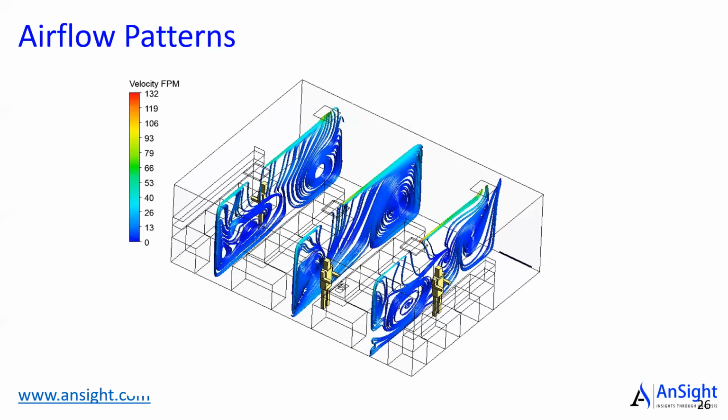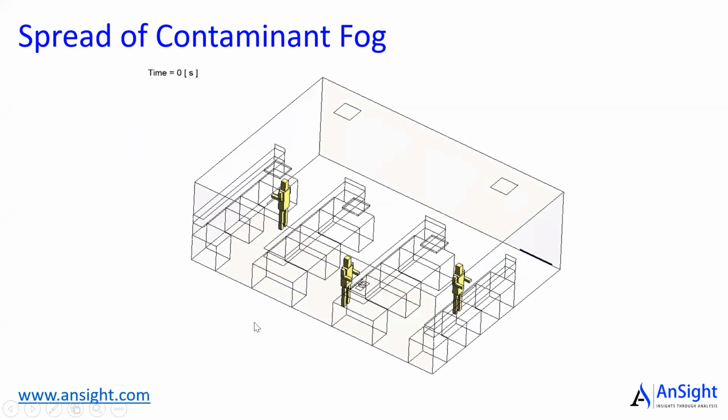Let's look at airflow patterns. These airflow patterns are very complex. They are not just like what you draw on your drawing. I mean, the air is moving along the ceiling, and if there is an exhaust grille, it will escape from there without doing its job. But then the rest of the air is creating a lot of circulation zones here, around here.